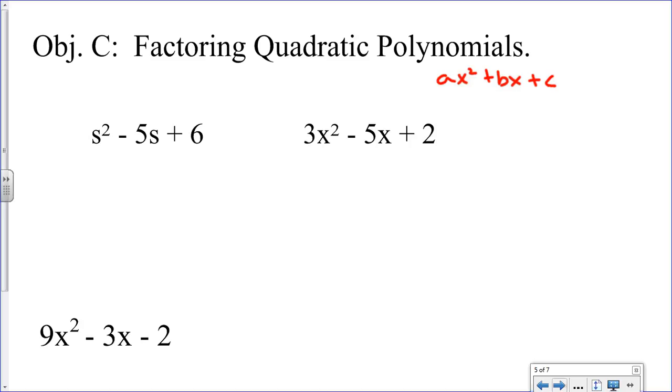So I'm going to factor these into two binomials. So I'm going to start off with two sets of parentheses. The first number in my parentheses gives me s squared. So the only thing I can have to get s squared would be s times s.